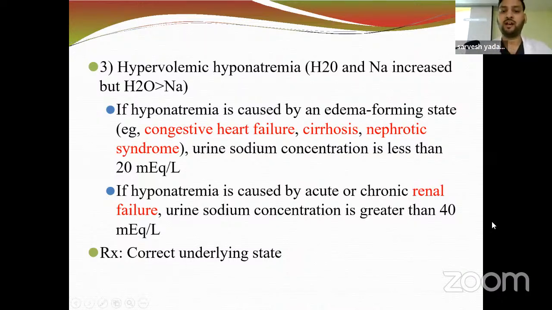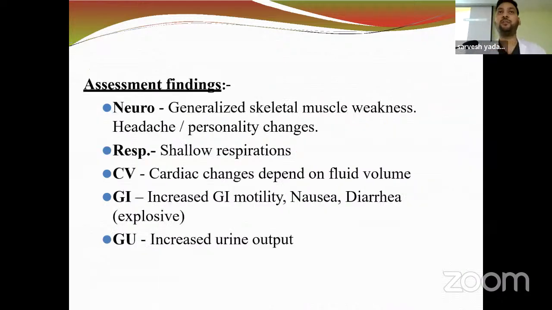If hyponatremia is caused by acute or chronic renal failure, urine sodium concentration is greater than 40 milliequivalents per liter. It is corrected by treating the underlying state. Assessment findings for hyponatremia are neurological findings: generalized skeletal muscle weakness, headache, and personality changes. Respiratory system: shallow respiration. Cardiovascular system: cardiac changes depend on the fluid volume.